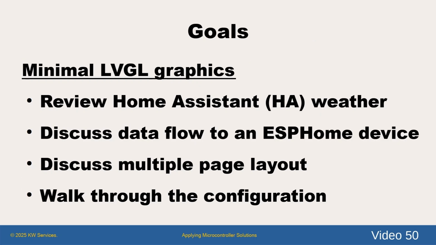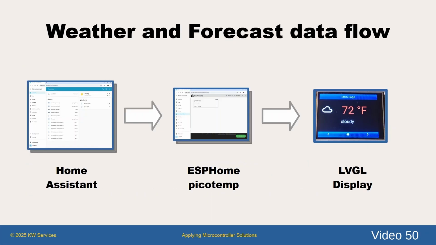Our goal is to get the default weather forecast data on our LVGL display. We will review the Home Assistant weather. We'll discuss data flows to an ESPHome device. We'll discuss multiple page display setup. We'll present the test rig wiring, and we'll walk through the configurations. The YAML files are at the GitHub site that's mentioned in the description and endnotes for this video.